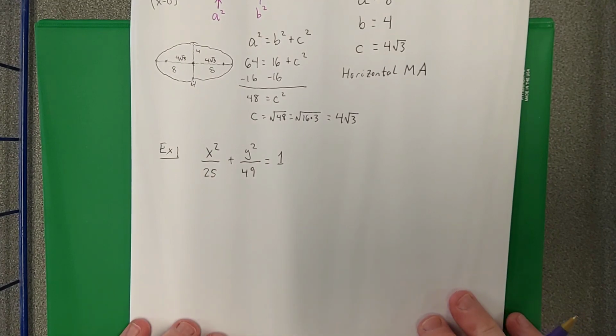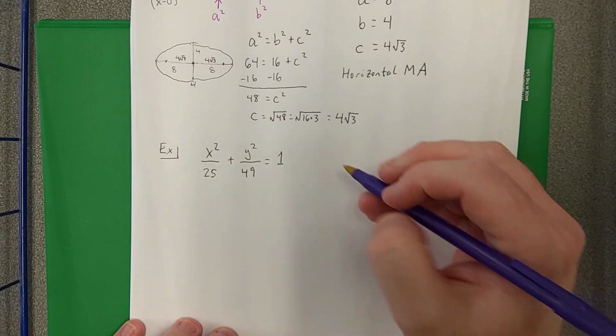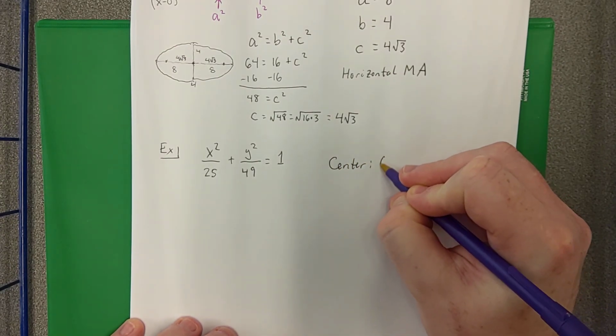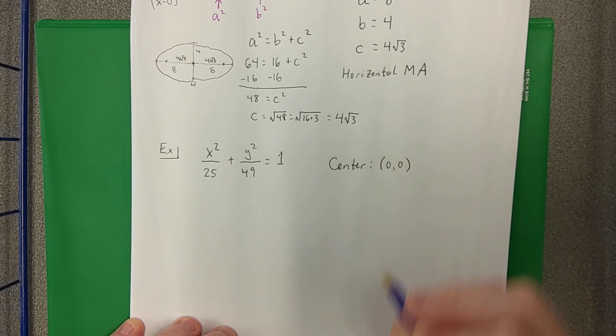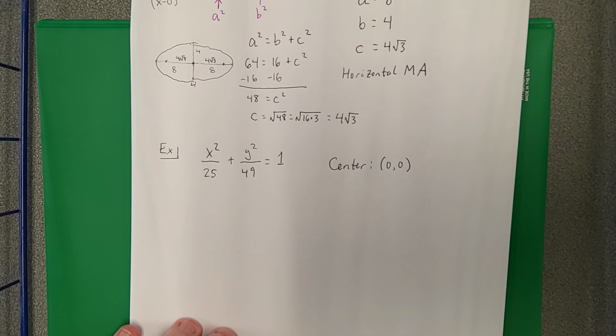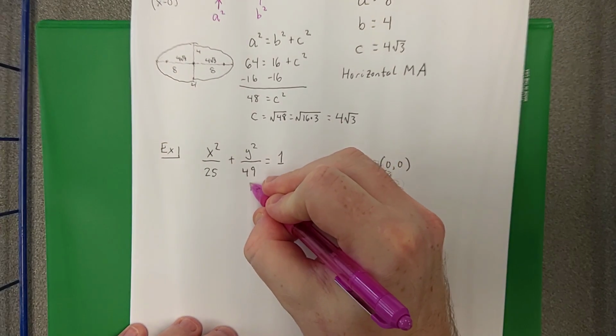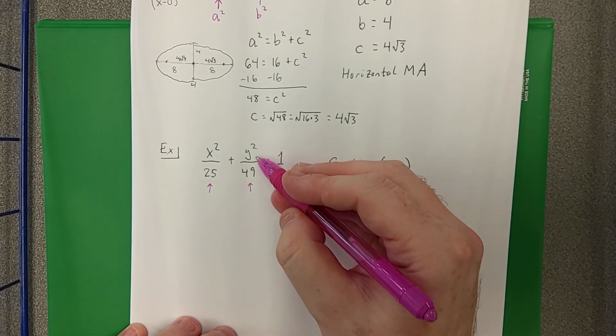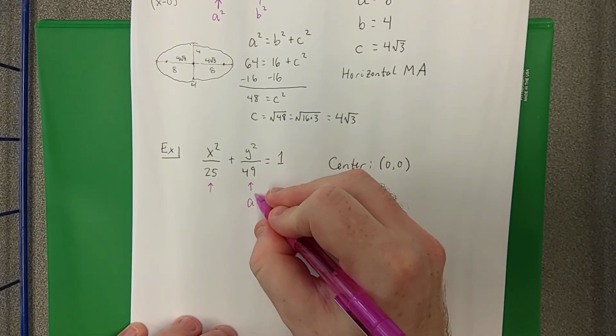Next example. X squared over 25 plus y squared over 49 is equal to 1. Similar to what we said for the previous one, because there's nothing being added or subtracted directly from the x or y variables, the center is going to be located at 0, 0. Once again, we can identify the values of a and b based off of our denominators. You'll notice this time, though, that the larger denominator is actually under the y variable.